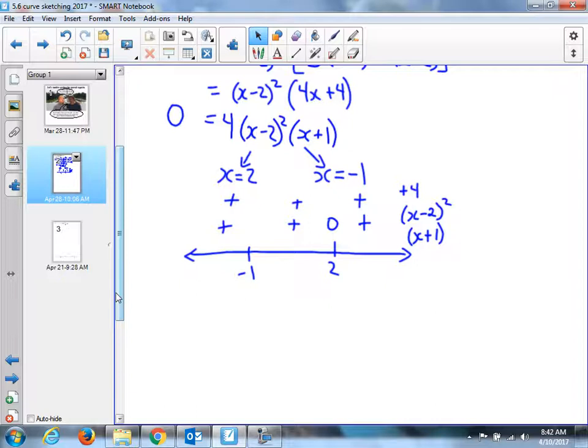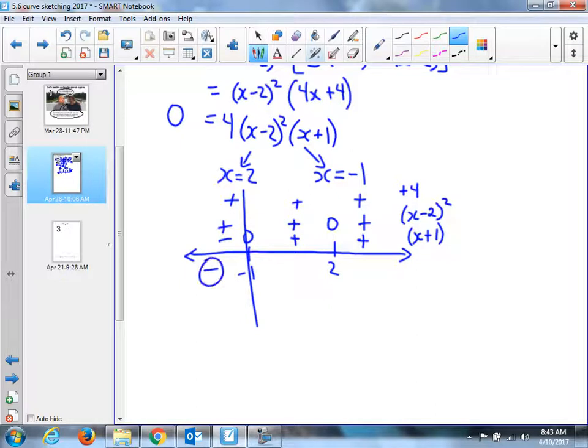And then the last one, x + 1. If I had -1, I get a 0. If I test with -2 or anything smaller than -1, I'm going to get a negative value. Positive values for anything higher. Now, in our summary, if we plug in values smaller than -1, we're going to get negative out of that. So, zone of negativity.